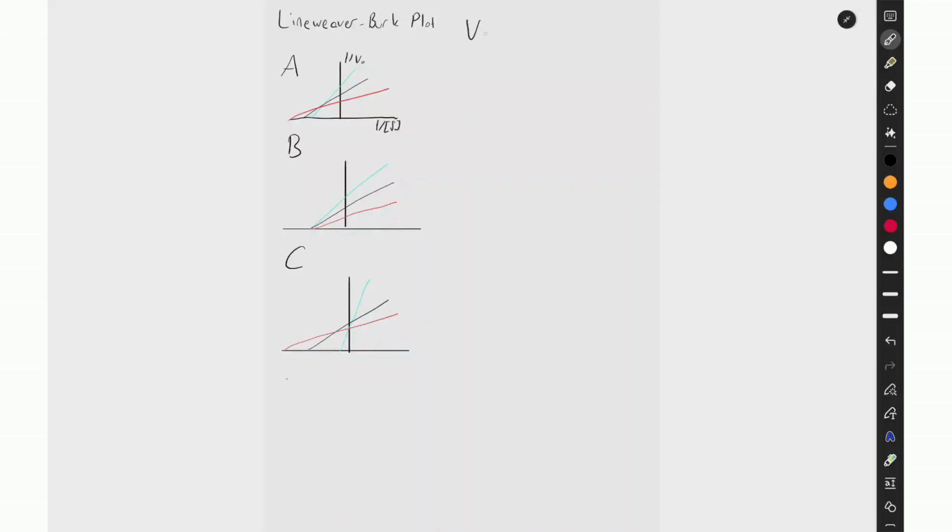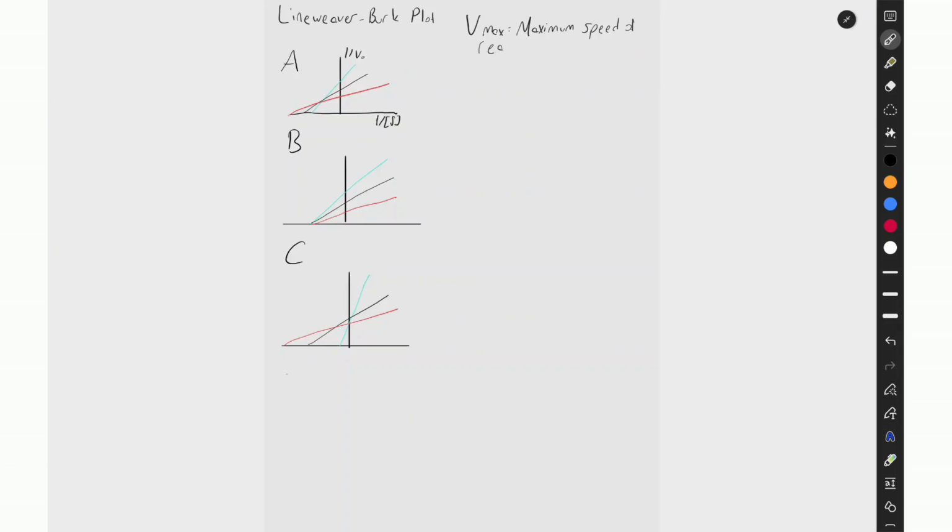Hello everyone. Today we are going to solve the 19th question of the chapter 5 questions. In this question, we see three different Lineweaver-Burk plots for the enzyme activations. In order to solve this problem, we use Michaelis-Menten kinetics. This is a model of enzyme kinetics that explains how the rate or velocity of an enzyme catalyzed reaction depends on enzyme and substrate concentrations.